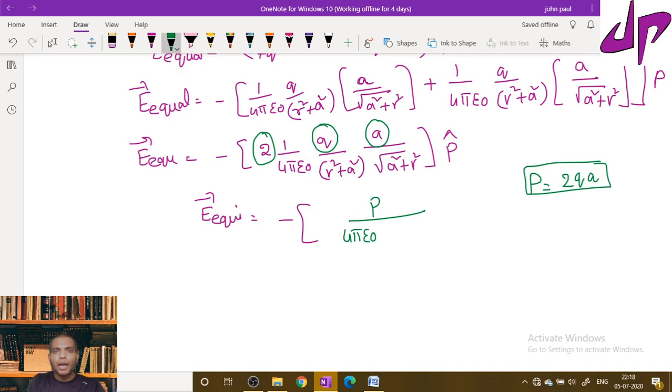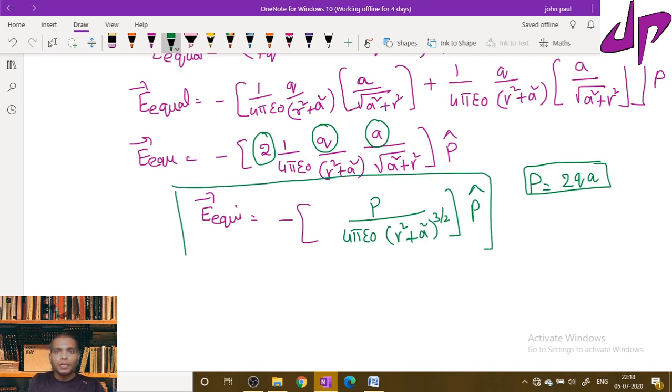You can combine these two terms and write r square plus a square whole power 3 by 2, and the final direction is P cap. Now, this is the final expression, the electric field at an equatorial point because of an electric dipole.